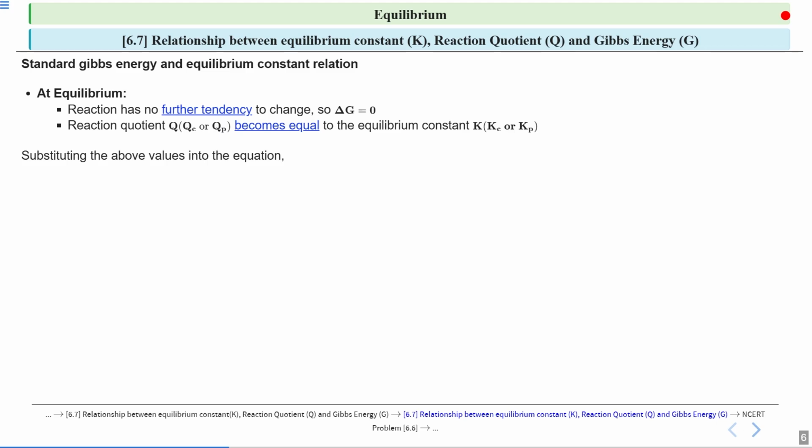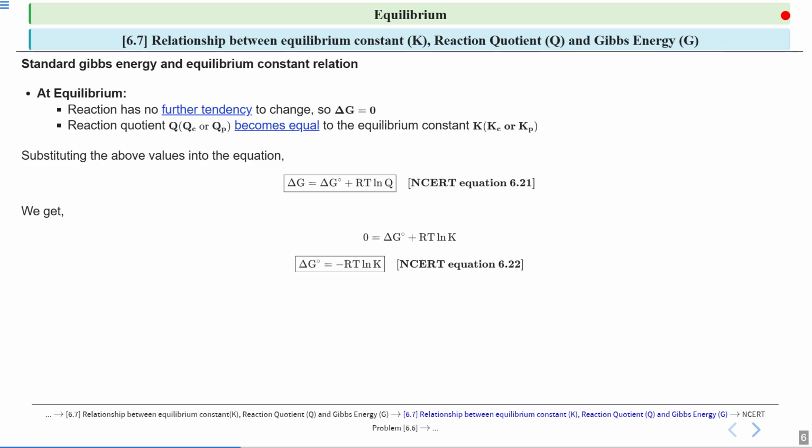Now let us substitute these two values of delta G and Q in our previous equation. What was our previous equation? It was delta G is equal to delta G naught plus RT ln Q. If you substitute, we take delta G as 0, very clear, delta G naught as it is, and Q as K. So on rearranging, the final equation will be delta G naught is equal to minus RT ln K. Now this equation is very, very important.